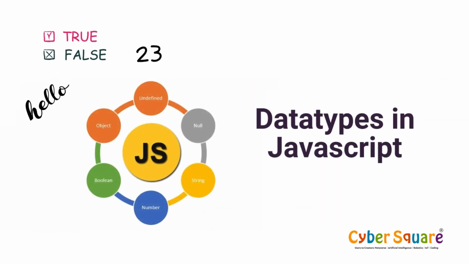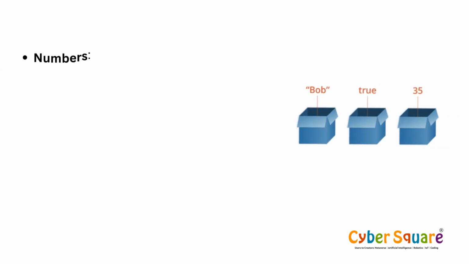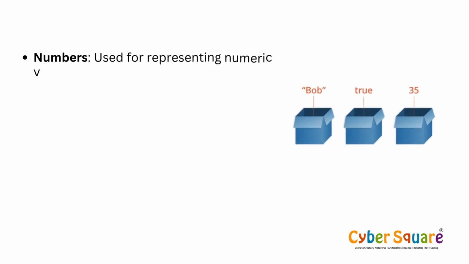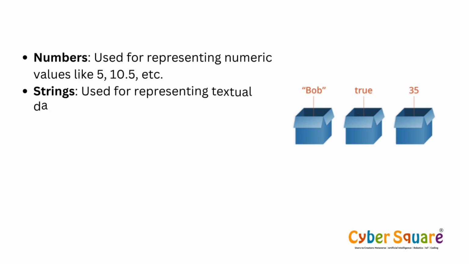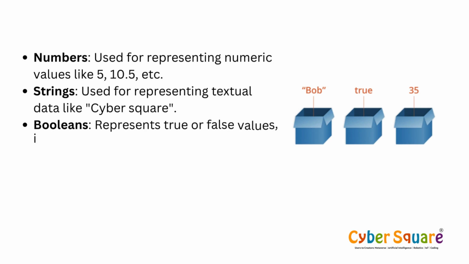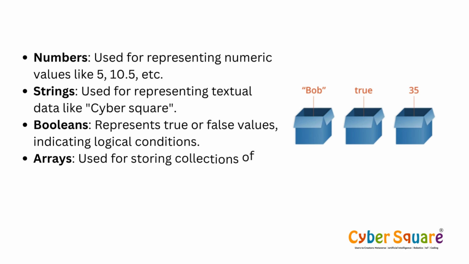Data types. A data type tells the computer what type of data you're working with and what operations can be performed on that data. Some examples are numbers, used for representing numeric values like 5, 10.5, etc. Strings, used for representing textual data like cybersquare. Booleans, represents true or false values, indicating logical conditions. Arrays, used for storing collections of data, like lists of items.